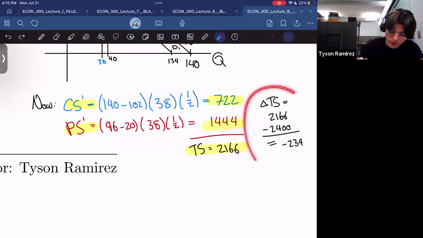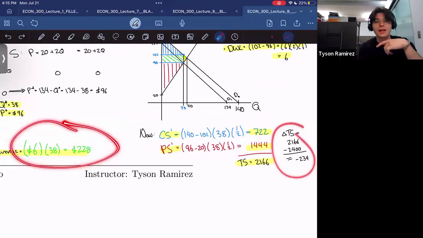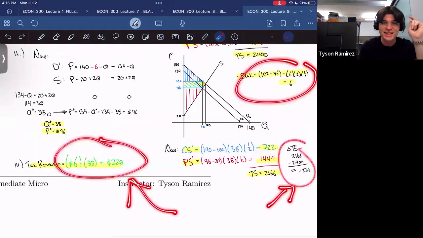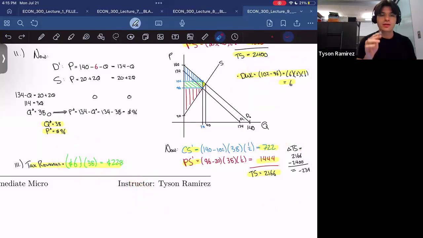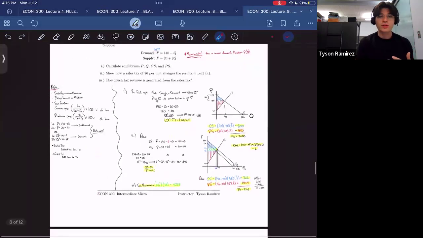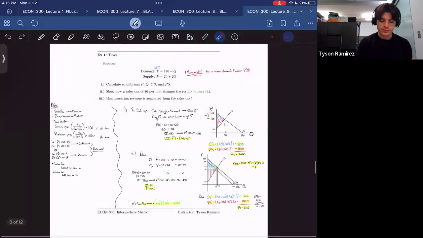So we compare this to the tax revenues that are generated. We see that we changed our surplus by a value of $234, but our tax revenues raised $228, but the loss of surplus is greater than the tax revenues that were generated. And that exact difference is the deadweight loss. All right. And that's how we calculate these things. Now, with typos corrected, this is exactly what we need to answer all parts of that question. And that's how we want to handle a tax question.